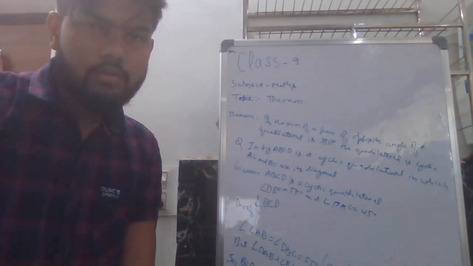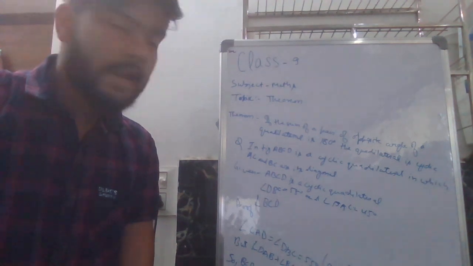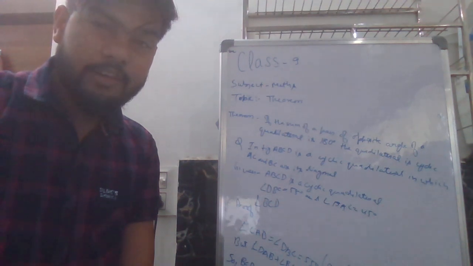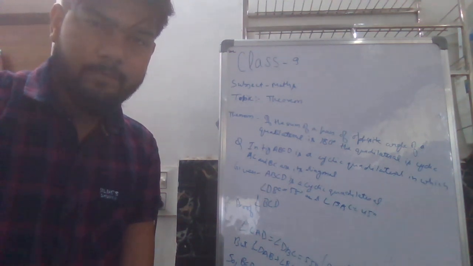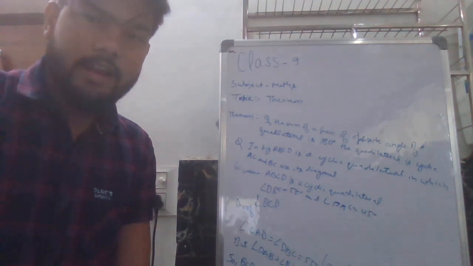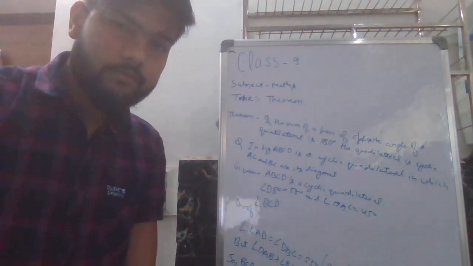Again, I have one question for you. You have to read that question. Prove that the quadrilateral formed by the internal angle bisectors of any quadrilateral is cyclic. Now we are going to solve that. For that, first we have to construct the image.